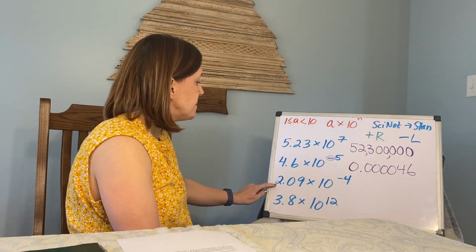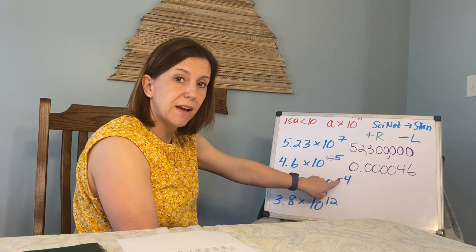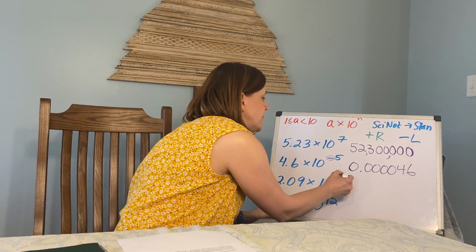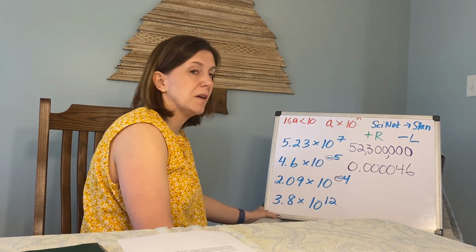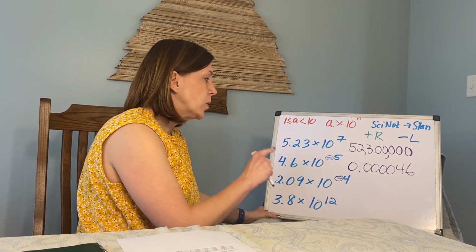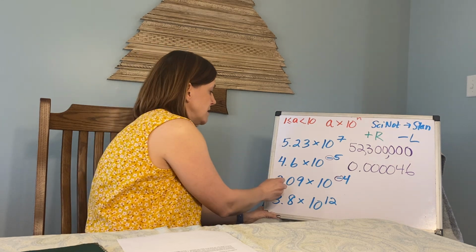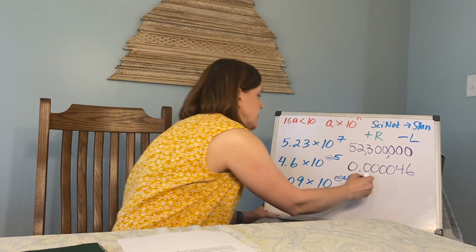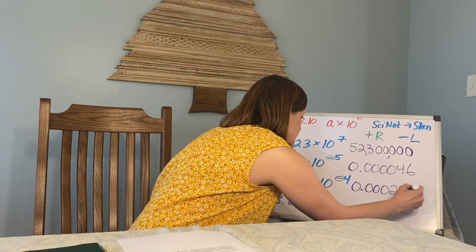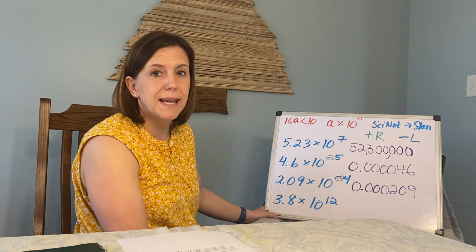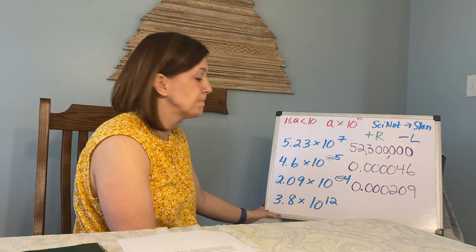The third one, again, another negative exponent. That tells me I'm going to have a small number when I'm done, a decimal. And it tells me I'm moving my decimal point 4 spaces to the left. So there's 1 and then 3 more. So there's my answer, a really small decimal.